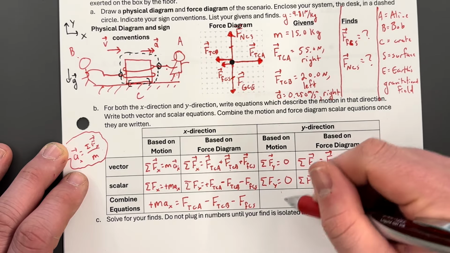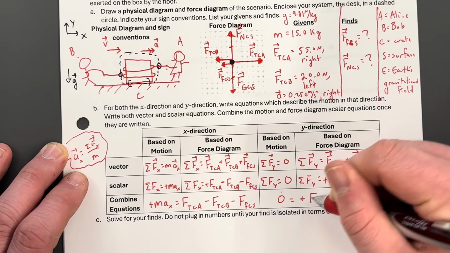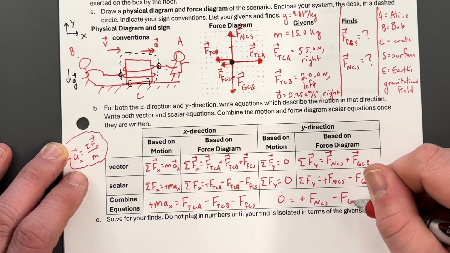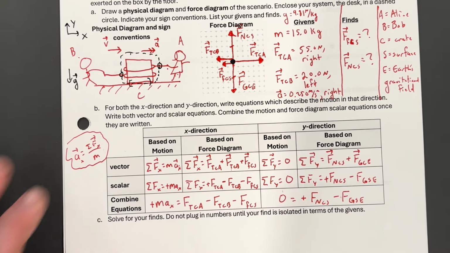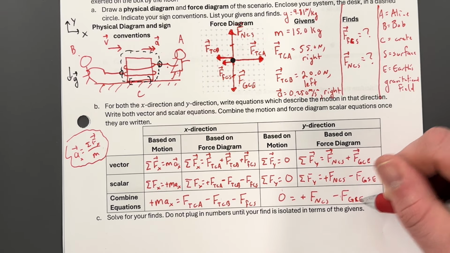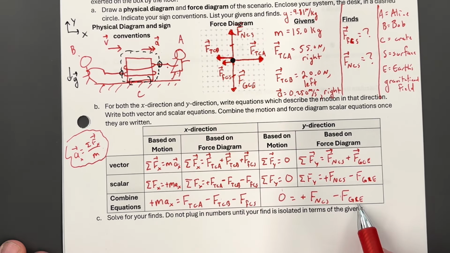Similarly here, I have 0 must be equal to the positive direction normal force on the crate by the surface minus the gravitational force on, this shouldn't be an S. We're looking at the crate here. This should be a C, on the crate by the Earth's gravitational field. Excellent.